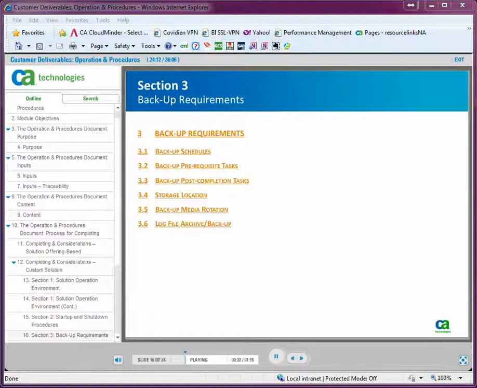This information does not need to be repeated in this document. Simply refer to the TDS for this. Backup procedures are captured in section 3.1. Backup prerequisite tasks are captured in section 3.2. Backup post-completion tasks are captured in section 3.3. Storage location for the backups is in section 3.4.